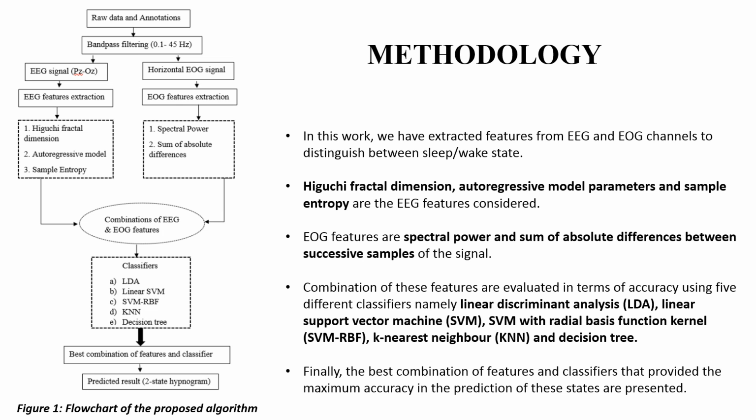Now, we have used these 5 classifiers, that is LDA, linear discriminant analysis, linear SVM, SVM with an RBF kernel, KNN, and decision tree. Finally, we have presented the best combination of features and classifier. Here we have compared the performance among these 5 classifiers and reported the best one. The final output is the predicted result in the form of a two-state hypnogram. A hypnogram is a plot that shows the discrete levels as the different sleep stages.